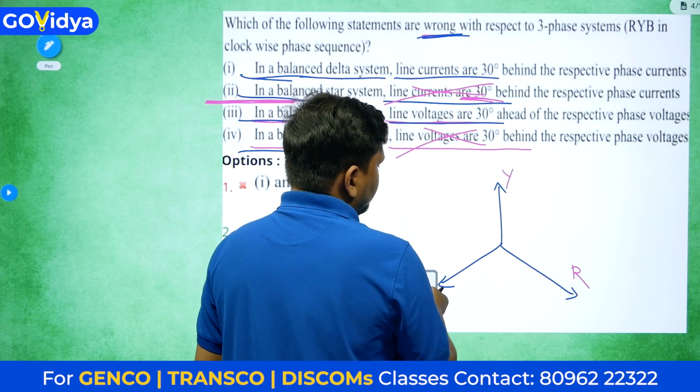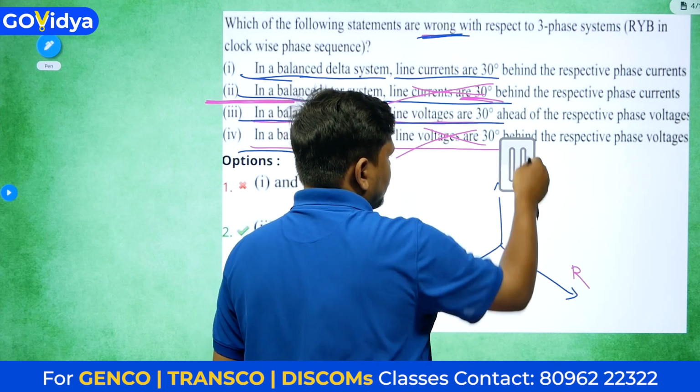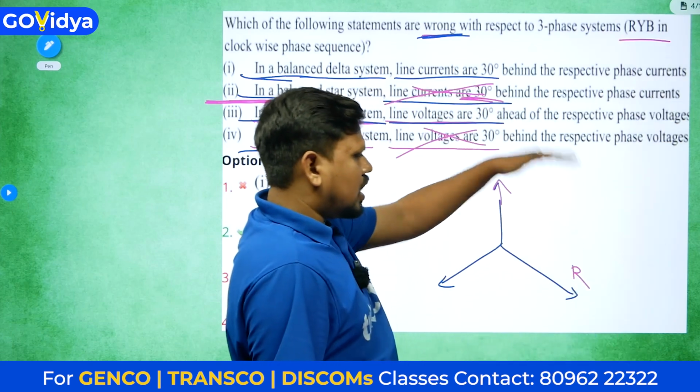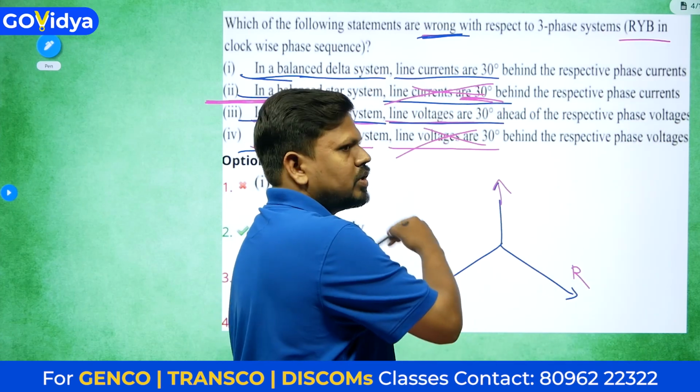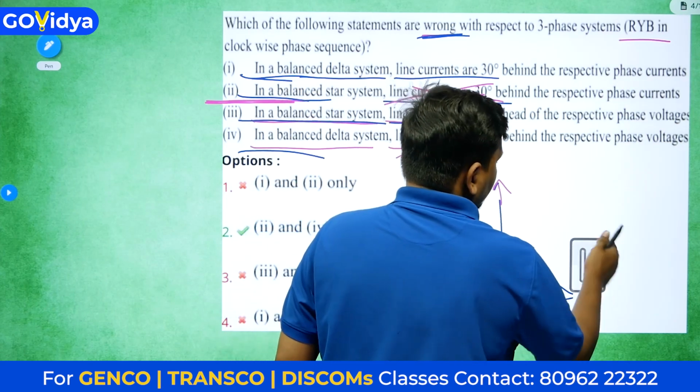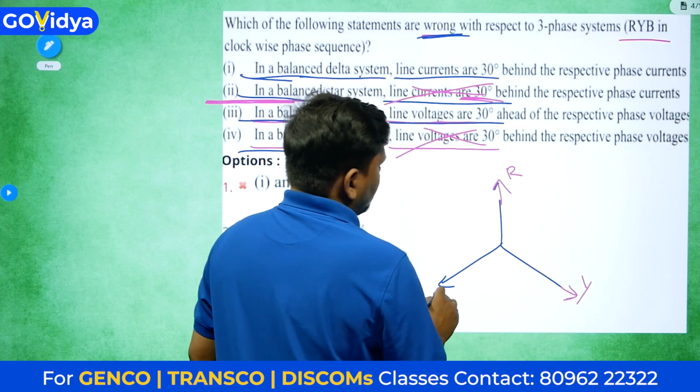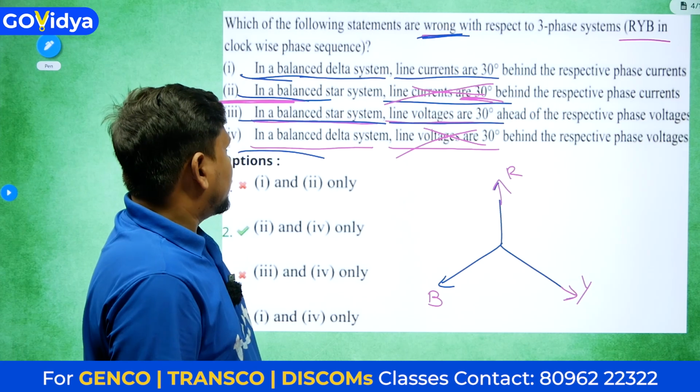Okay, so this is RYB. RYB in reverse. They have only mentioned the RYB phase sequence. First R will go, then Y will go, then B will go. According to that, I am just giving this is R phase, this is Y phase, this is B phase. So RYB phase.